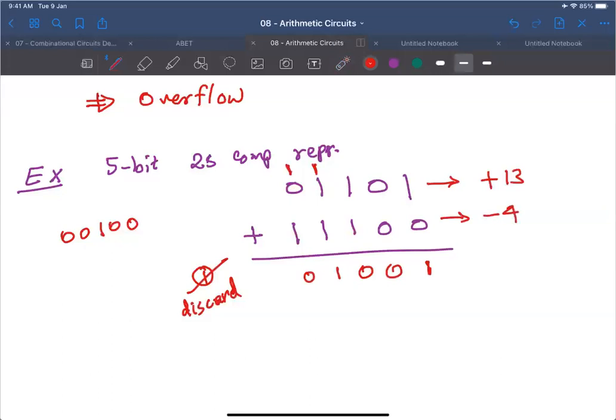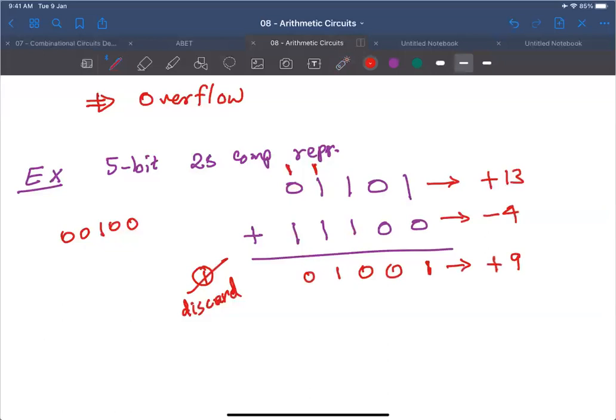And this number here is +9, right? Does this add up? Yes, 13 minus 4 is indeed +9.